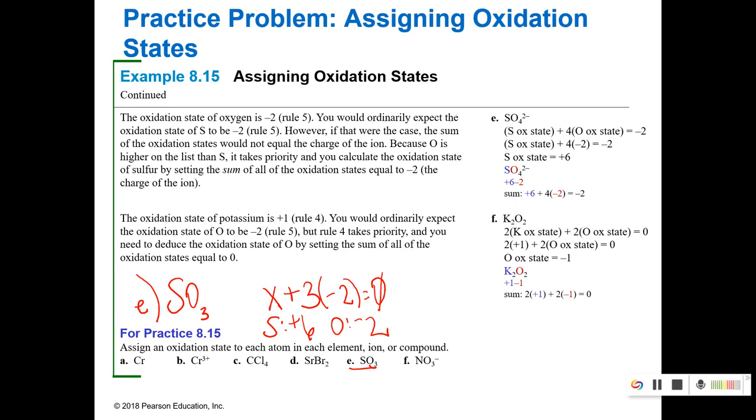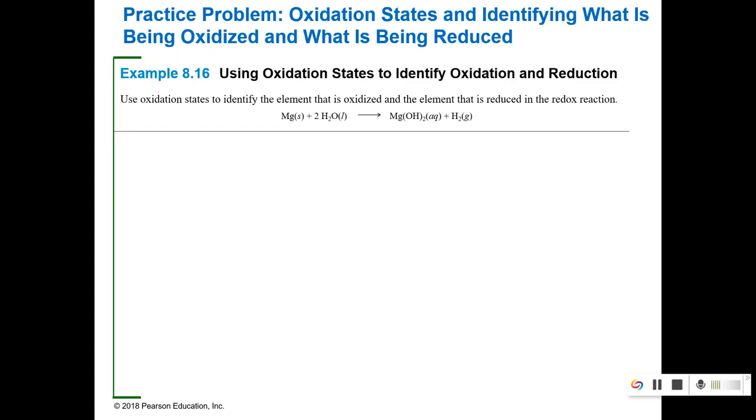Let's look at F. Equal to -1, I've got 3 times -2 plus X. So nitrogen is +5, oxygen's -2. All right, so you really need to know how to do that because when we get to reactions, you need to be able to very quickly give oxidation numbers.